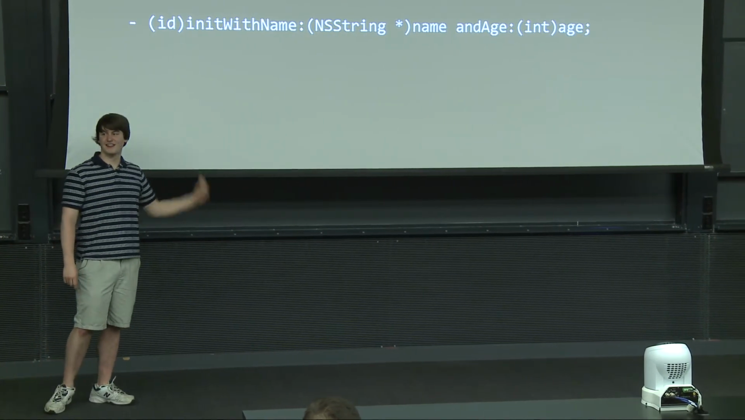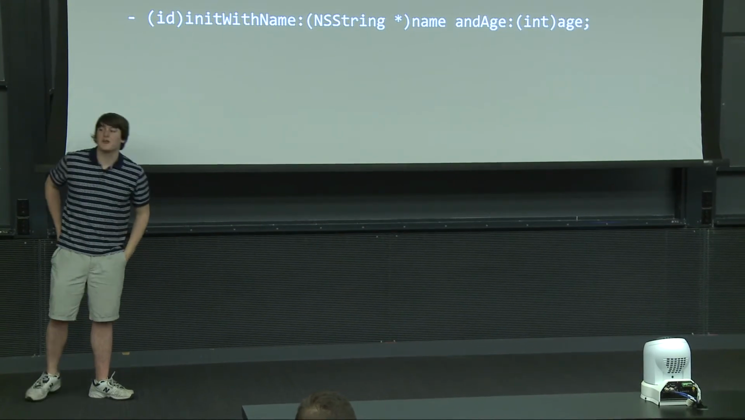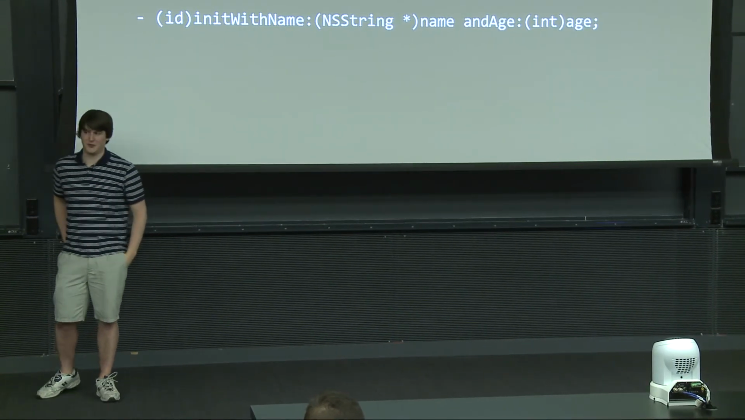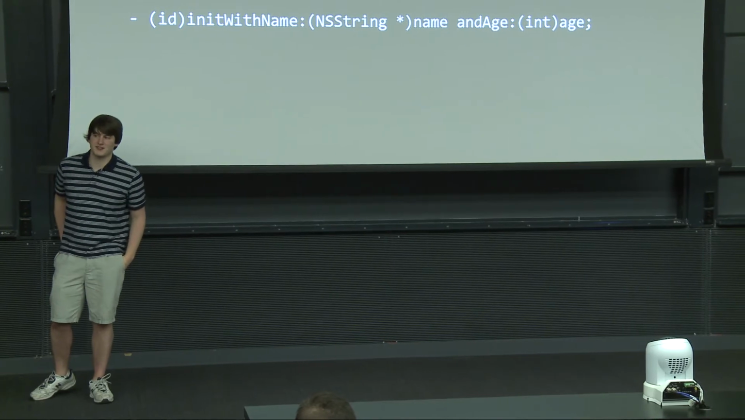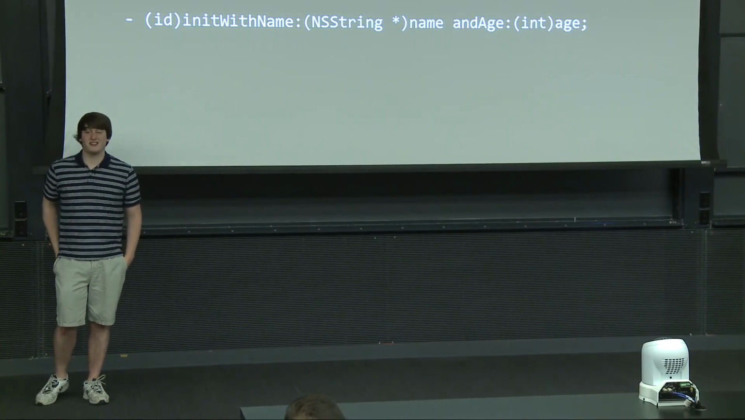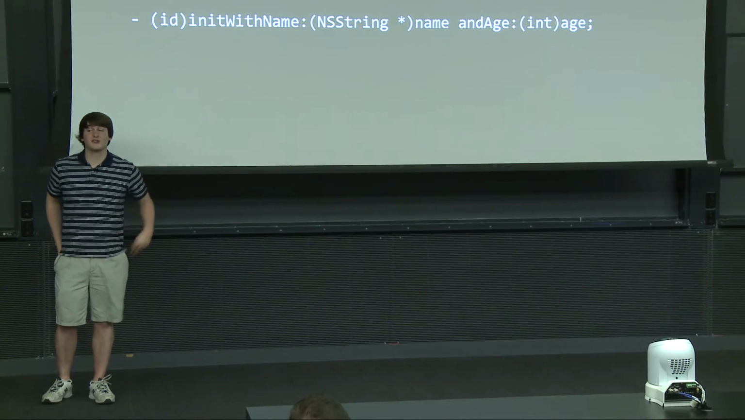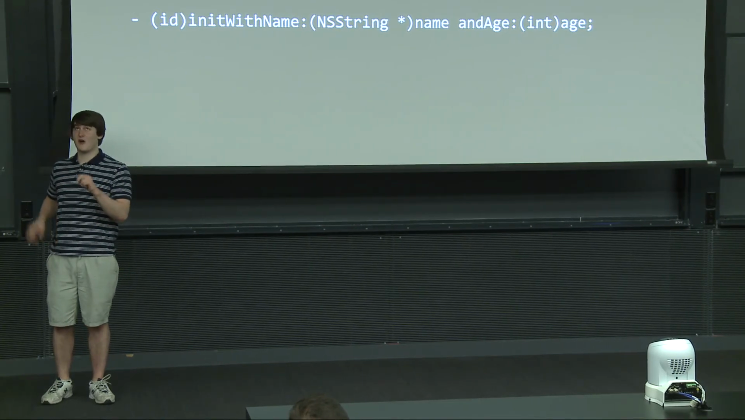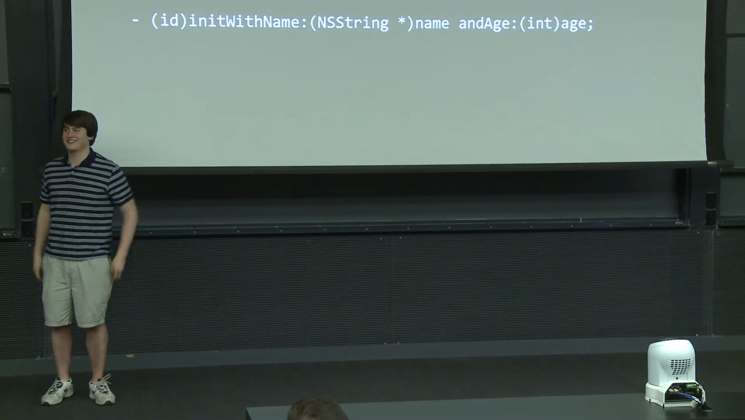Questions? Is ID something like void star? Yes, it's very similar to void star, except it's dealing with objects instead of general pointers. And we'll see ID in other places too. It's also similar to void star in that automatic casting happens.